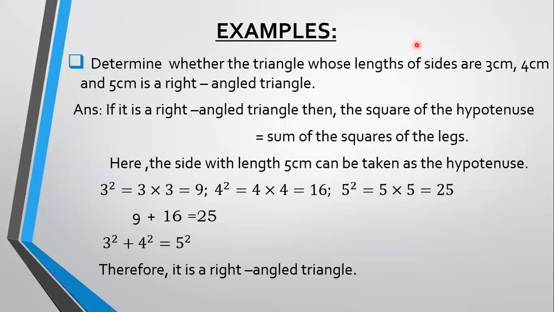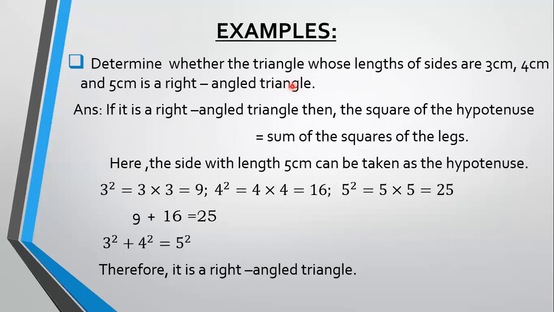First example is, determine whether the triangle whose lengths of the sides are 3 cm, 4 cm and 5 cm is a right angle triangle or not. Here, first we have to write what is Pythagoras property. In a right angle triangle, the square of the hypotenuse is equal to the sum of the squares of the legs. And the side having the greatest length, that is the side with the measure 5 centimeter can be taken as the hypotenuse.